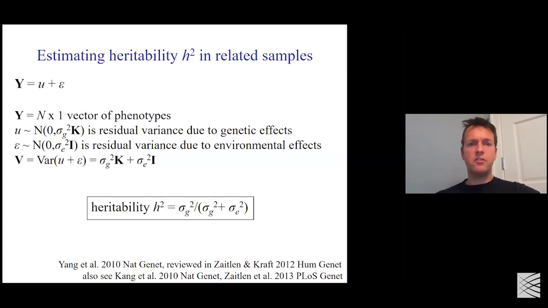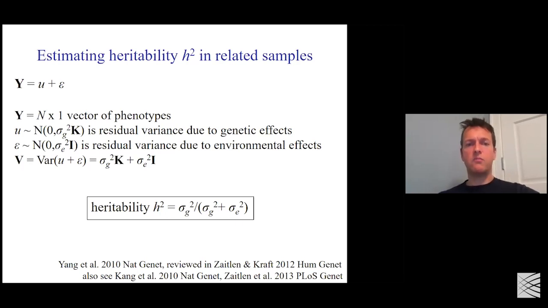And the variance of U, the genetic effects, is proportional to the IBD matrix. Whereas the environmental effects, on the other hand, if we make a strong assumption of no shared environment, then the environmental variance is proportional to the identity matrix. That is to say, we have no cross terms at all between distinct individuals.